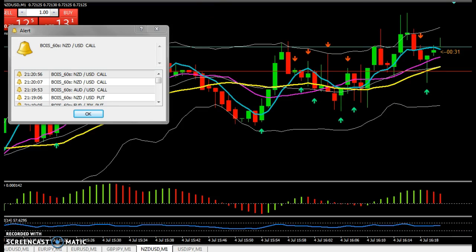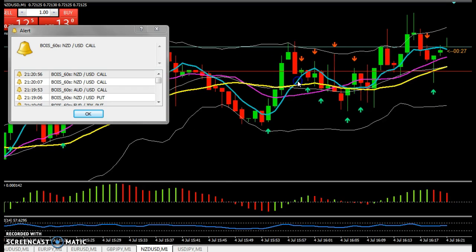Alright, so let's see how I can continue here. We got New Zealand USD call 60 seconds. Looks like it's hitting some major resistance here. The boom may be over. So I'm just going to wait and see what happens on the next candle.